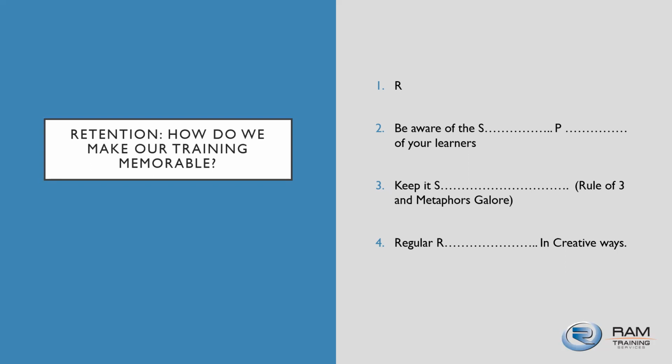Use as many metaphors as you can to really tap into the emotional side of the brain of the learner there, right? So keep it simple, chunks as much as you can, and really tap into that rule of three there. Number 4 is regular review in creative ways, right?